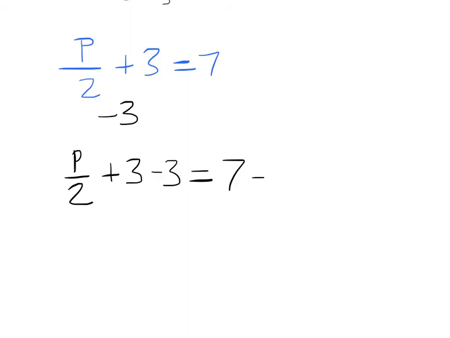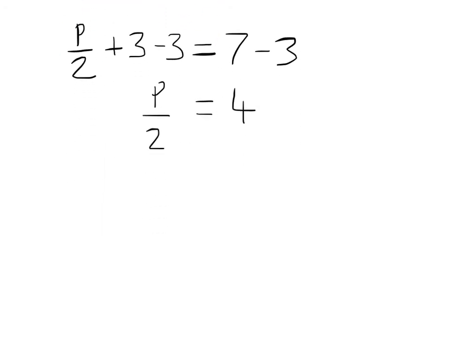Whatever we do to one side, we must do to the other. Take away 3. So that becomes p over 2 is equal to 4. Fantastic. Okay, now what are we left with? Well, we're left with p divided by 2. We want to get rid of that divided by 2 because we just want p on its own, the unknown on its own.